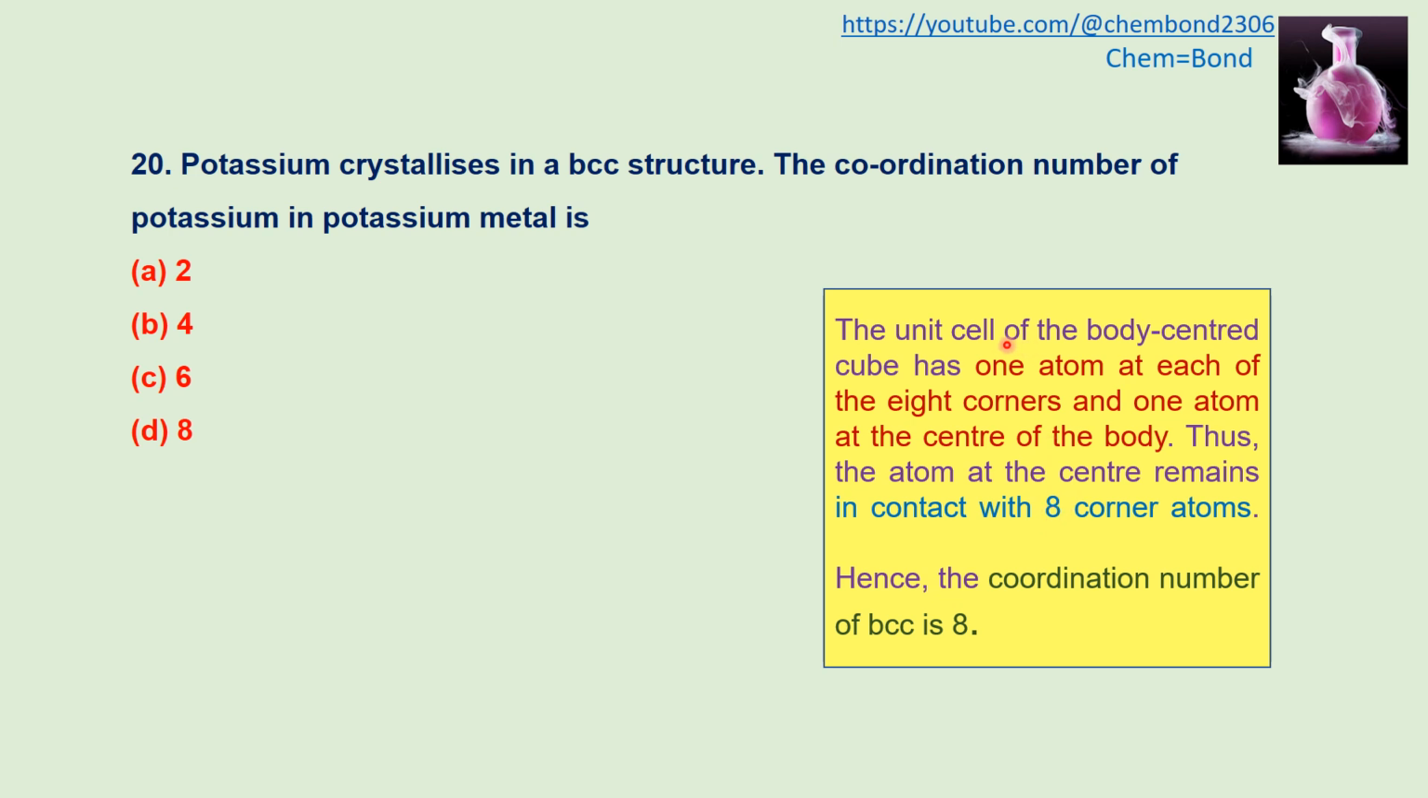So, coordination number is the number of atoms that surround the central metal atom. In case of body center cube, one atom is present at the center that is surrounded by the 8 other atoms. So, the coordination number of the body center cube is 8. Here potassium crystallizes in a body center cube, so it will have 8 coordination number.